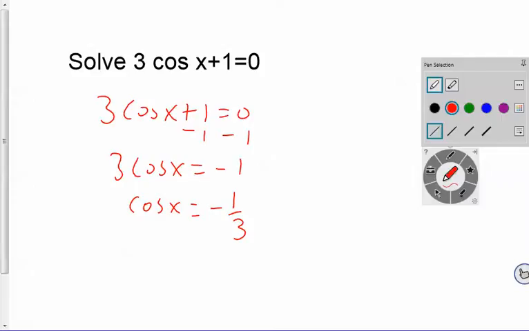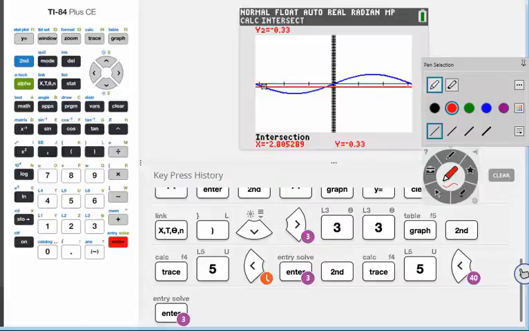So now this I can try to figure it out by looking at the arc cosine. All right. So what I can do is I can punch in the arc cosine of negative 1/3 and get the answer. But I could also graph this. So if I graph it, I graph the cosine.